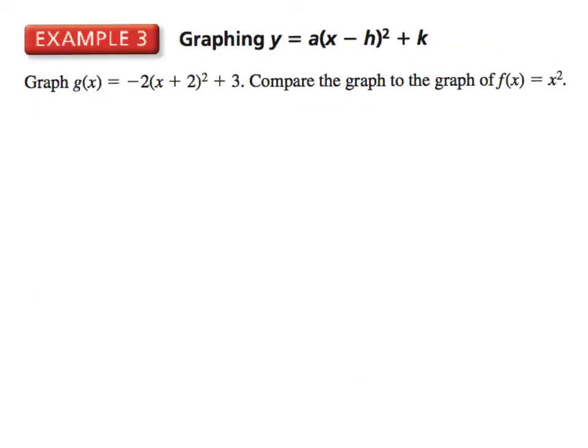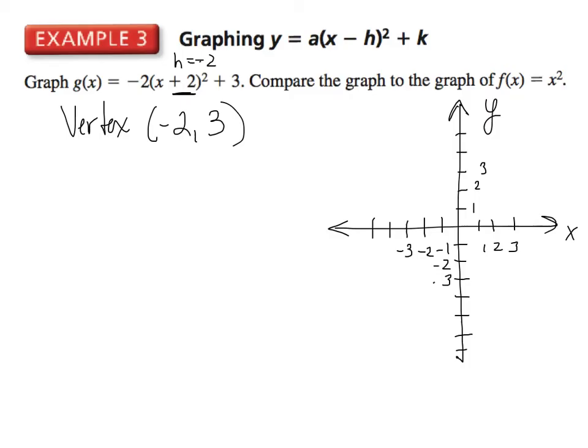So if I'm graphing y equals a multiplied by x minus h squared plus k, you're going to graph g of h, here it is. Compare it to your original one. Step 1, we graph the vertex. Your vertex, well, that means h is negative 2. So the vertex is negative 2, 3. So if I graph my vertex, negative 2, 3, that means my axis of symmetry is x equals negative 2.